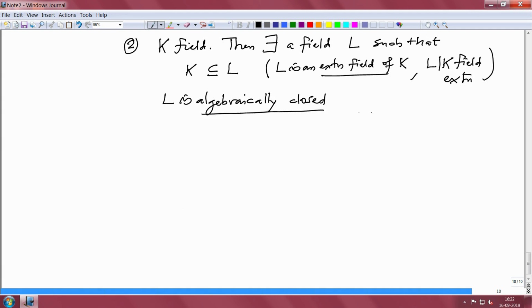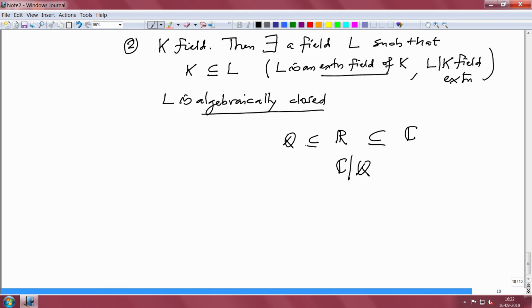So, for example, for R, we already have C, which is algebraically closed. So, C over R: if K is R, then I can take L equal to C. If I have Q, well, C is also an extension of Q. So, I could also take C over Q. But this may not be the smallest algebraically closed field which contains Q.